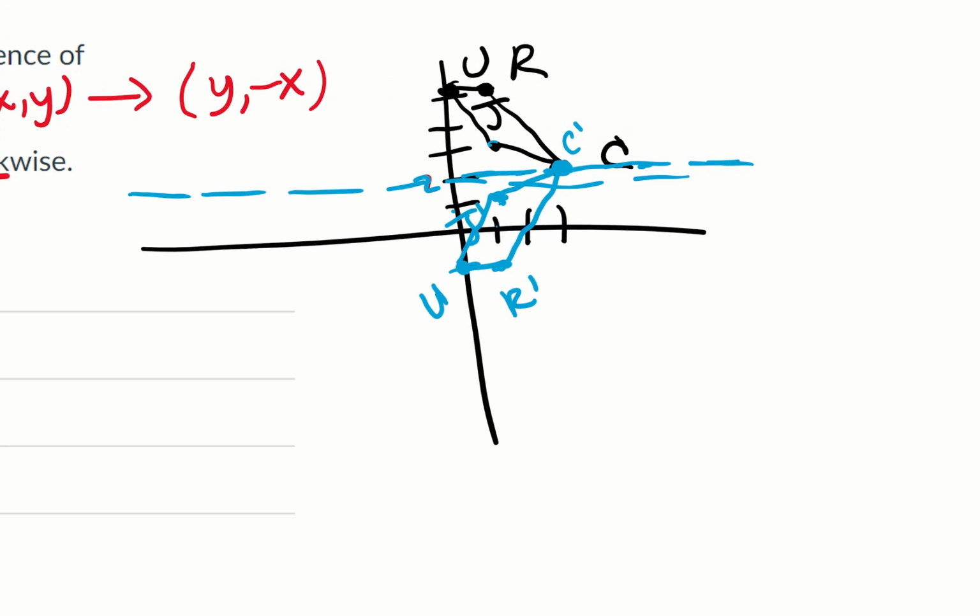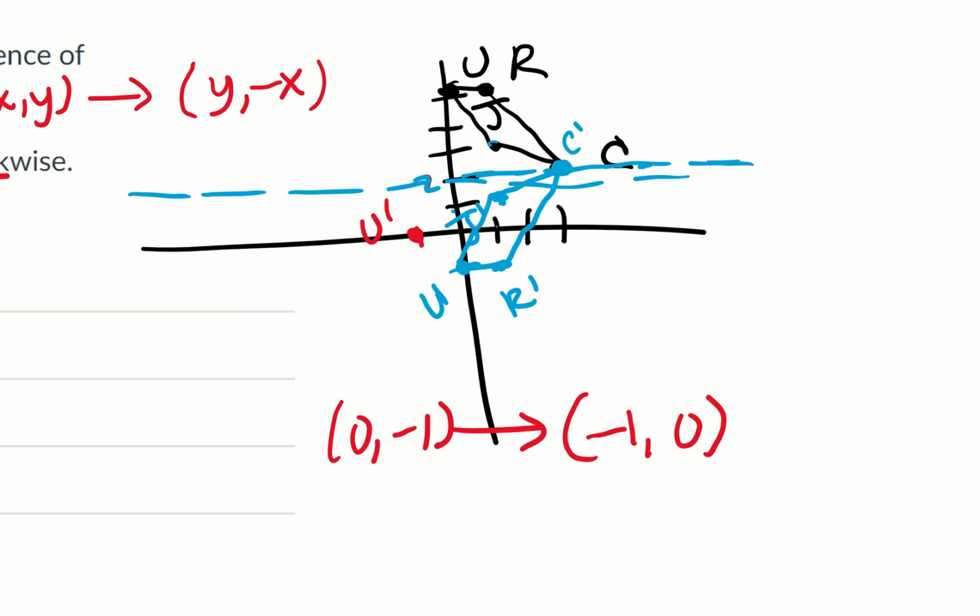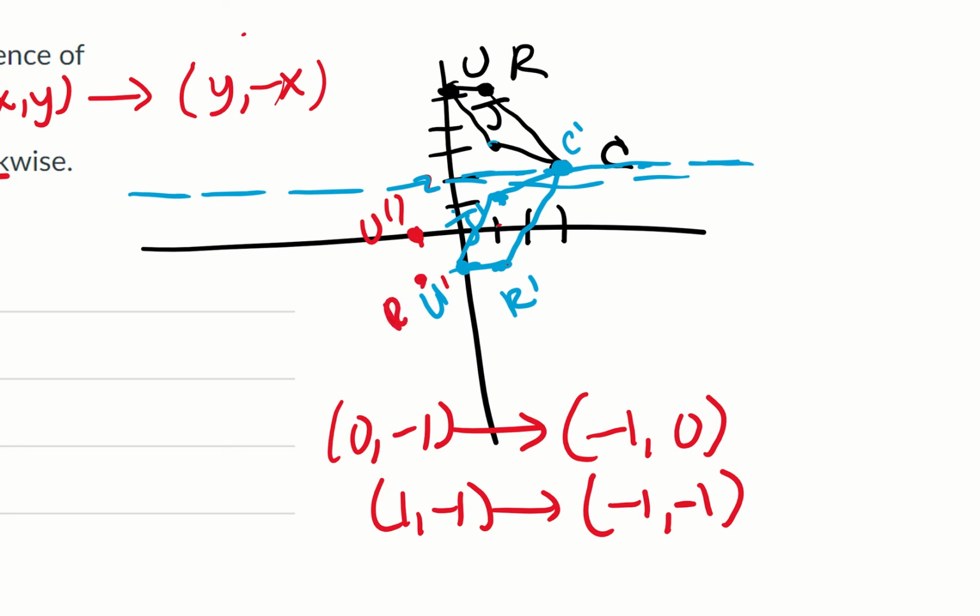So U, right now the coordinates of U are 0, -1. That's going to transform to, let's switch it, change the sign of the second one, so this will be -1, 0. This is going to be U double prime, because this is already U prime. R prime, the coordinates of R prime right here is 1, -1. So using that transformation rule, you switch x and y. There's a negative in front of that x, so -1, -1. That'll be my R double prime.